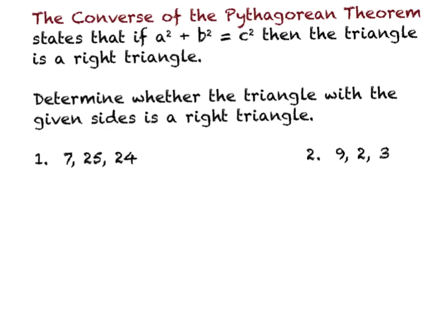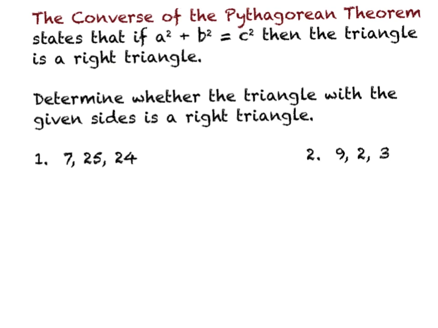Alright, ladies and gentlemen, in your notebook, please jot down the converse of the Pythagorean theorem. So take a second to jot this down. The converse of the Pythagorean theorem states that if a squared plus b squared equals c squared, then the triangle is a right triangle. So when we're using the converse of the Pythagorean theorem, we have three sides, and we know side A, we know side B, and we know side C, and we're trying to determine whether or not those three sides will produce a right angle. So take a second to press pause, make sure you have that jotted down in your notebook.